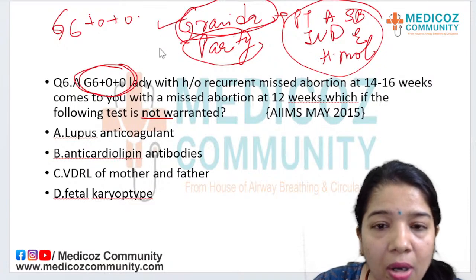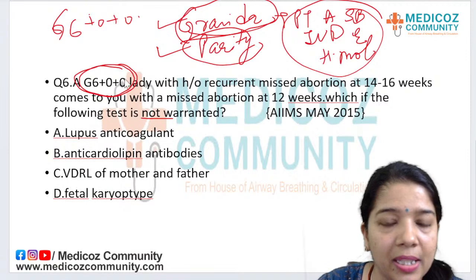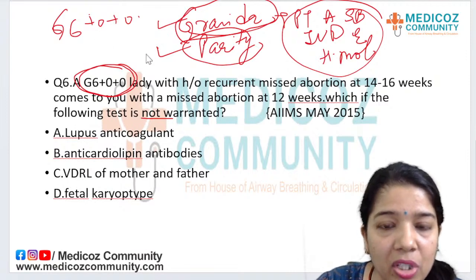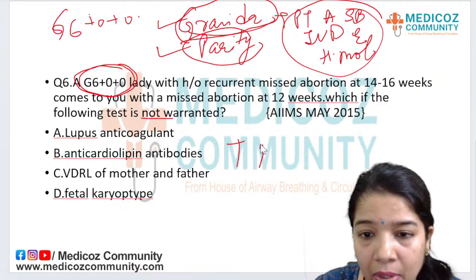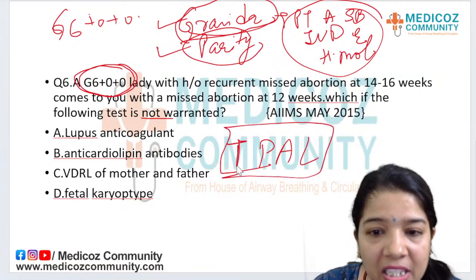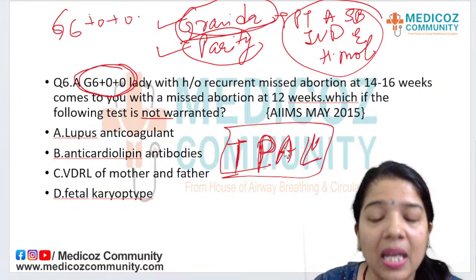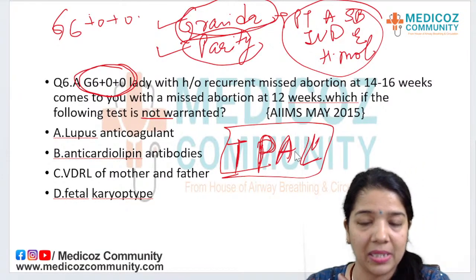So I hope this definition should be very very clear to you. So when you say G6 plus 0, okay, so there's a way in which some they prescribe like this. T-pal, you remember as T-pal. So T means term, P means preterm, A means इतने abortion हुए हैं, and L means कि इतने live babies हैं उसके पास. ठीक है.